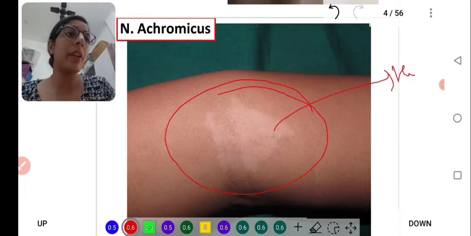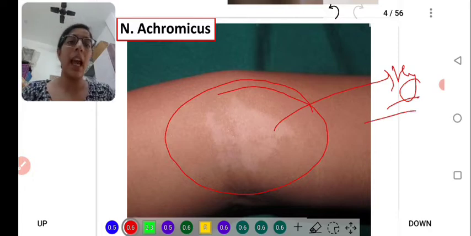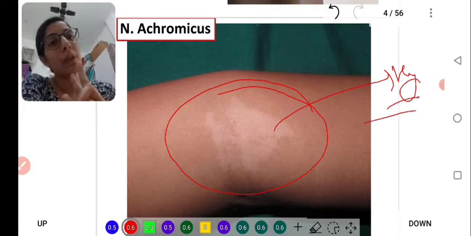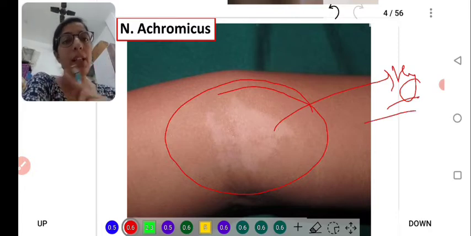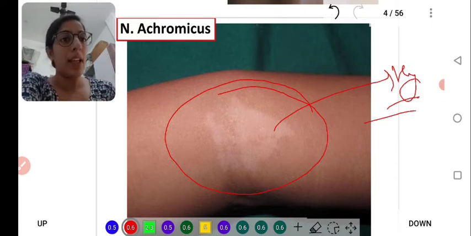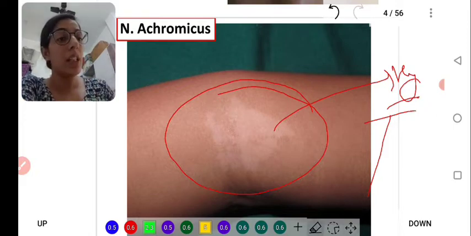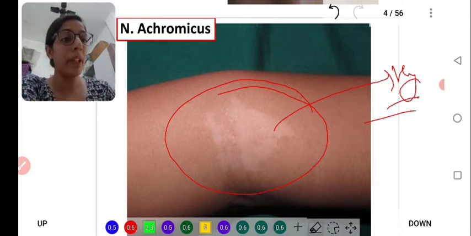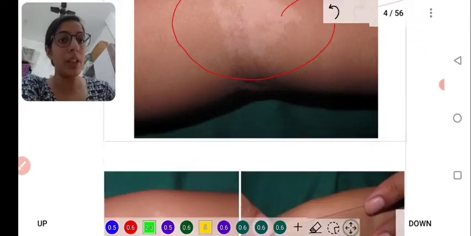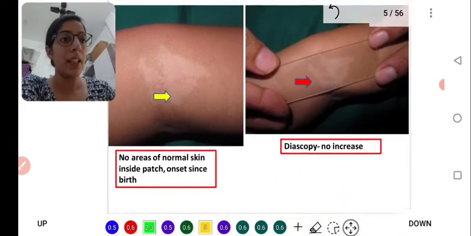This is the hypopigmentation, only one part. Nevus achromicus. There are two types of nevus: nevus achromicus and nevus anemicus. In anemicus there is vasoconstriction, while in achromicus there is actually an absence of pigmentation, a true absence of pigmentation. Let's move toward this area.